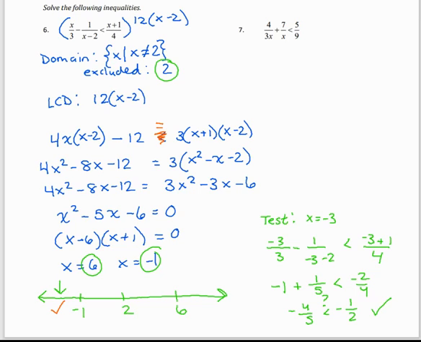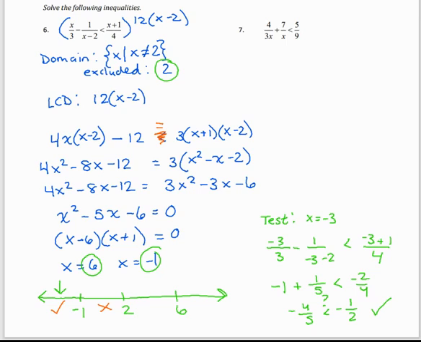So now you're going to put a test value in between negative 1 and 2. I would go with probably 0. I'm just going to do that out loud with you. When we plug in 0, we're simply going to get 0 in the first fraction, then minus negative 1/2, which is plus 1/2, and then we'll get 1/4 on the right-hand side. So it would be saying, is 1/2 less than 1/4? No, 1/2 is greater than 1/4. So that would be false.